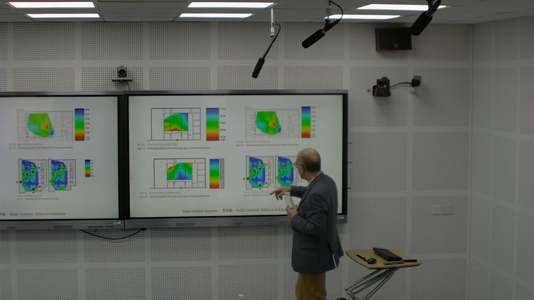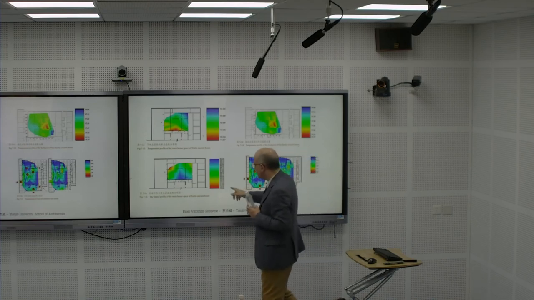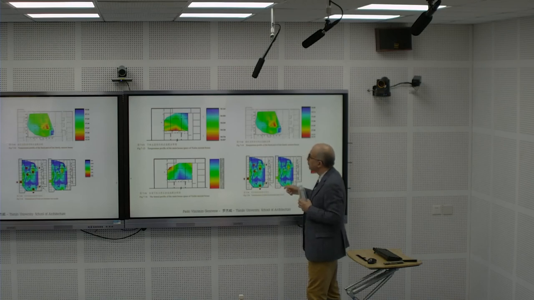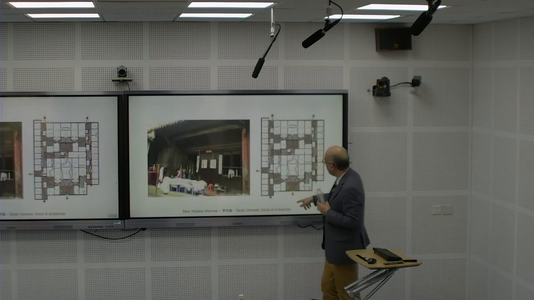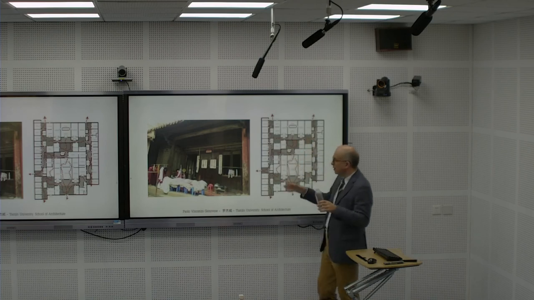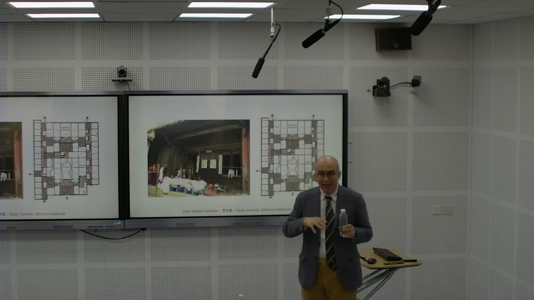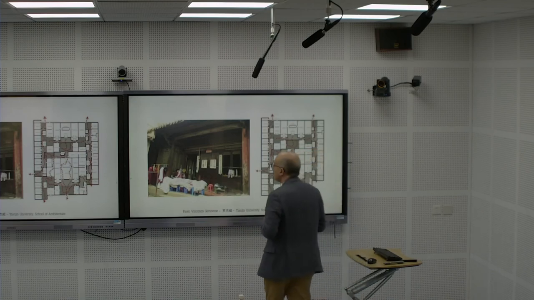for temperature and wind and humidity. Then the path of the people inside the house, and then they find correspondence between climate condition and usage of the space.